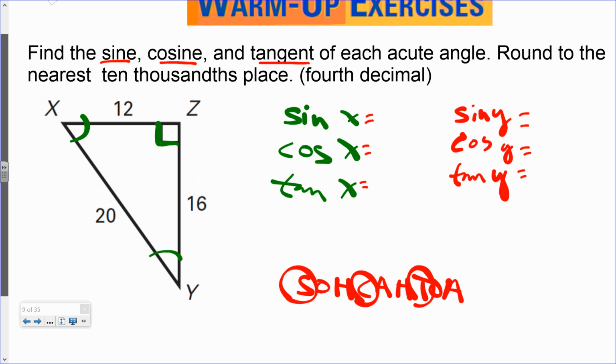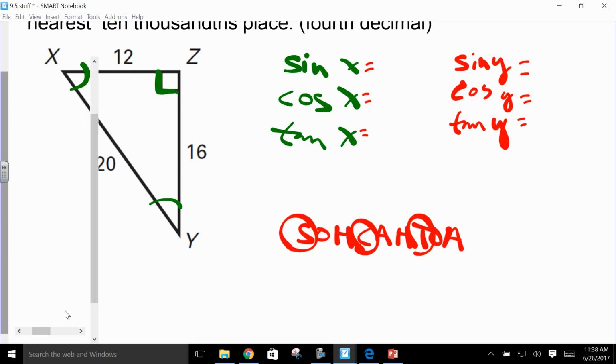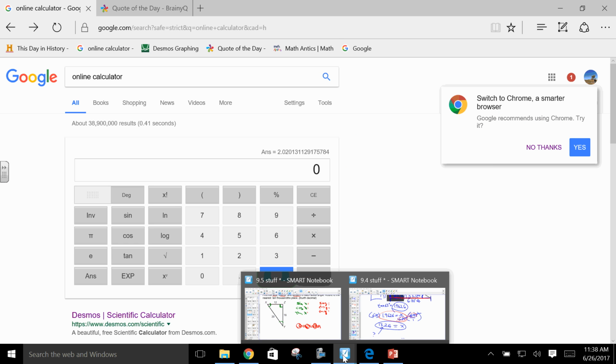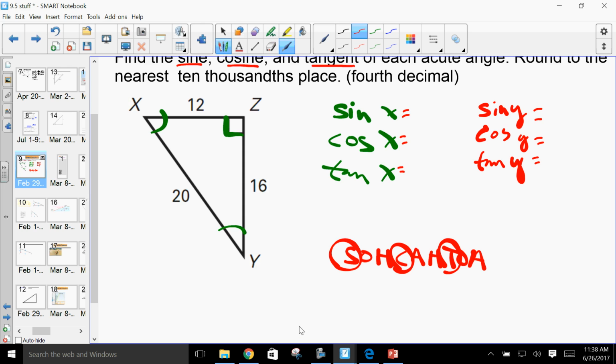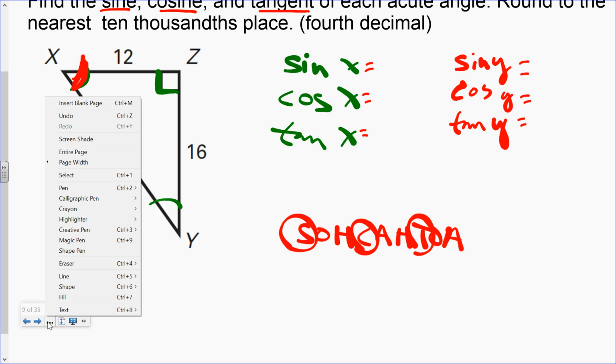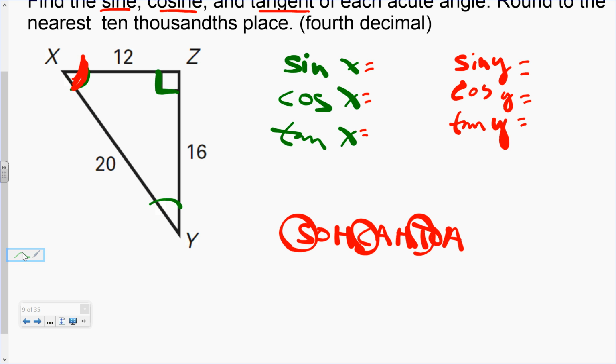Let's do this. I trust everyone has a calculator out, like mine. You're going to calculate the ratios for me by punching them in. So the sine of x, here we go. Let me get in green here. The sine of x, check it out, is opposite over hypotenuse.